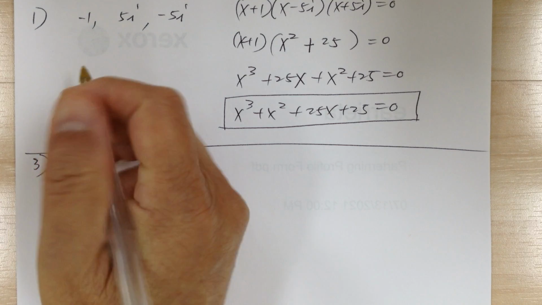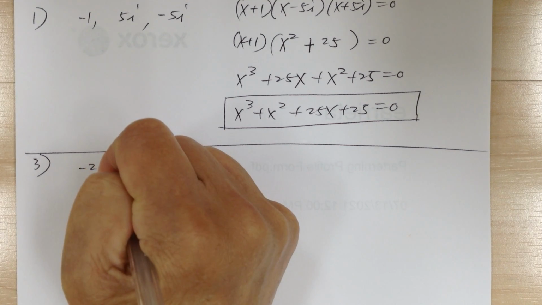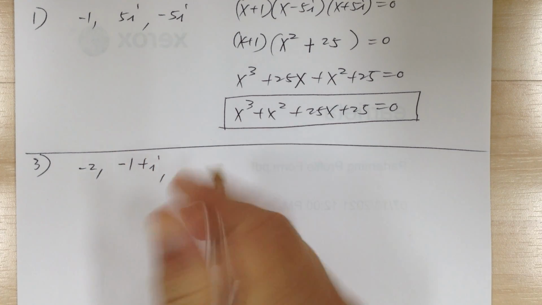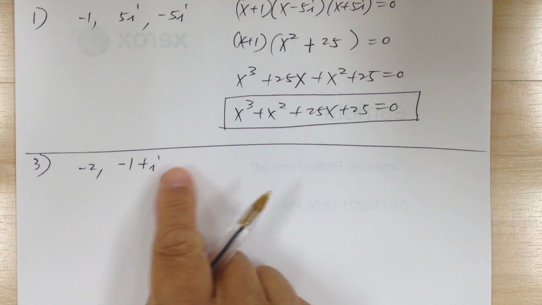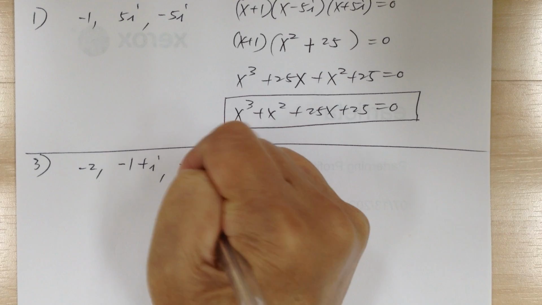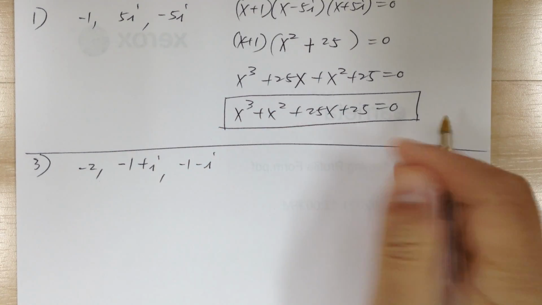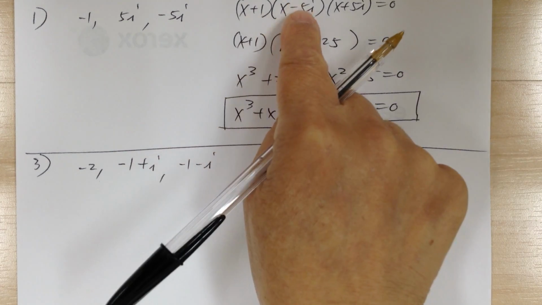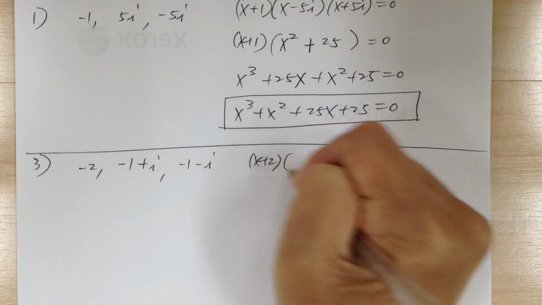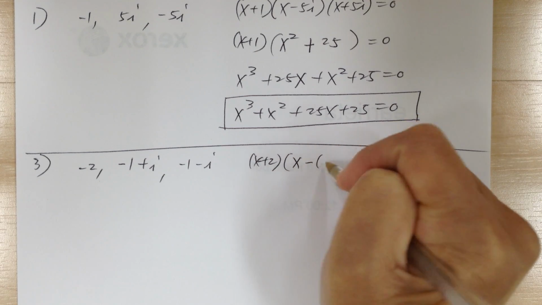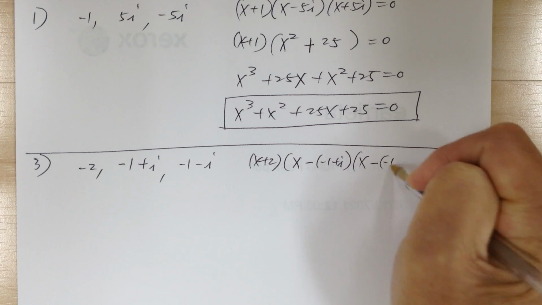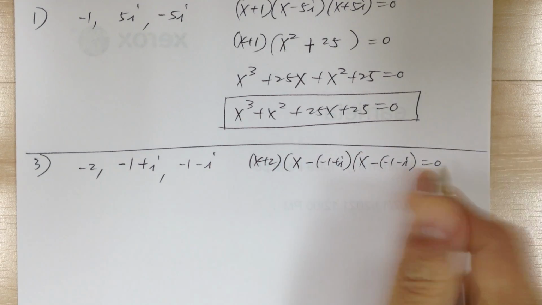Number 3, you have the -2, and you have the -1 plus i. So again, you need to have a conjugate. In order to get rid of the i, you need to have a conjugate. So that means your third root, or third answer, would be -1 minus i. But now this gets complicated. If you use the previous method, you're going to have x plus 2, and x minus (-1 plus i), and x minus (-1 minus i) equal to 0, so it gets messy.